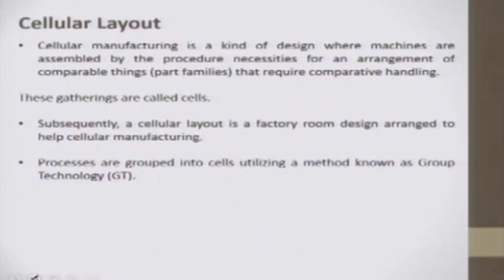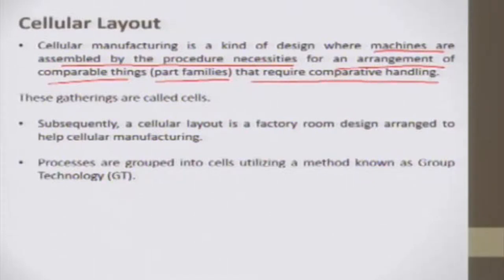Next is cellular layout. In certain circumstances, cellular manufacturing is carried out. Cellular manufacturing is a kind of design where machines are assembled by the process necessities for an arrangement of comparable items or part families. They require comparative handling. These groupings, these collections or these families are known as cells. Subsequently, a cellular layout is a factory room design arranged to help cellular manufacturing.